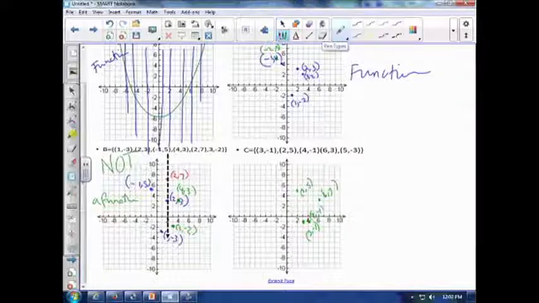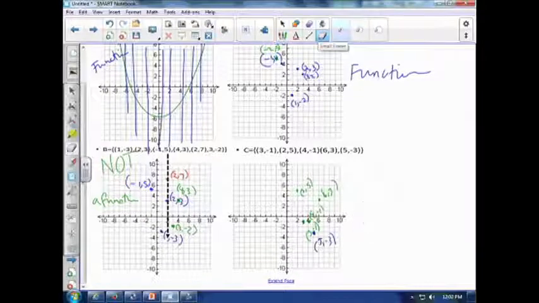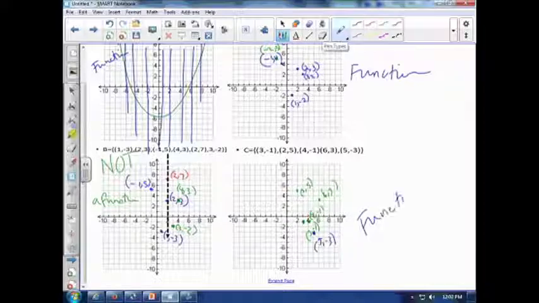Let's use a different color here so it shows. That's 5 and negative 3 right here. So you can tell a vertical line passes through only 1 point. So that is a function. It passes the vertical line test.